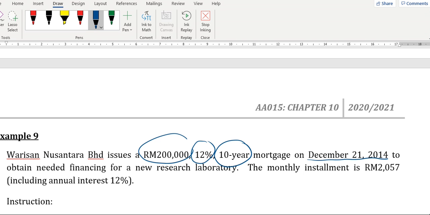Why does this company issue a mortgage? Because they need financing, they need the money. In this question they need the money to do new research in a laboratory. The monthly installment is a fixed amount, so every month this company will be paying 2,057 ringgit. This 2,057 ringgit is inclusive of the interest, that is 12% per annum.